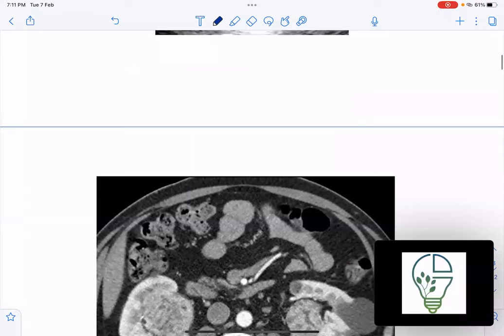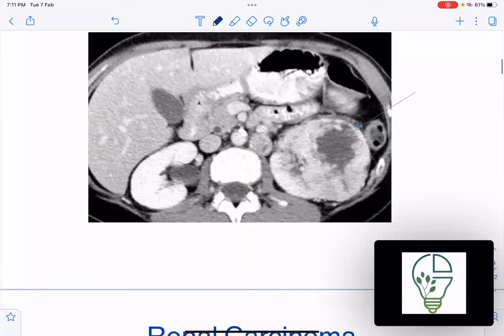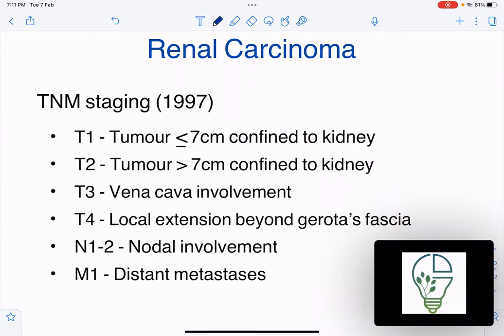These are other images. This is a CT scan. You can see that the kidney is not uniform on both sides. As a matter of fact, here you can see some growth that's happening outside as well. Here you can see the cortical region is not exactly right as well. Here as well, you can see some growth. So that's on imaging. Now, when we go to the staging, let's talk about staging now.